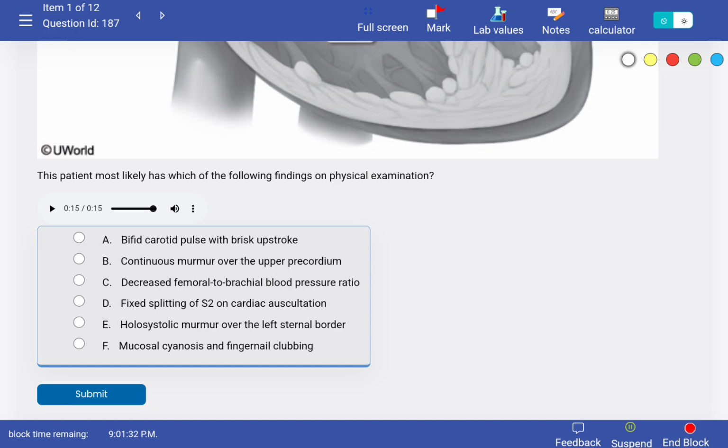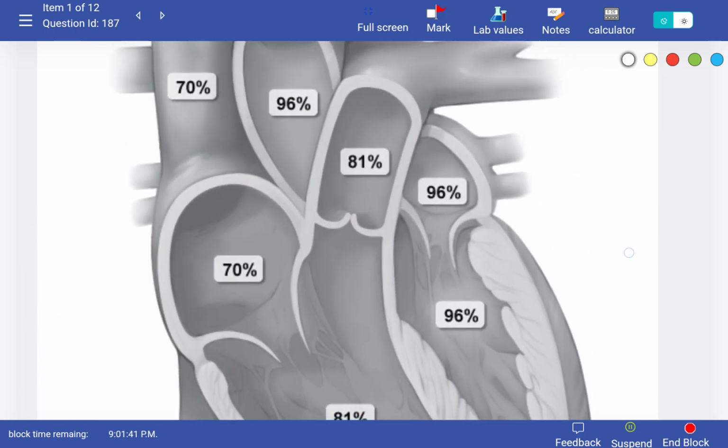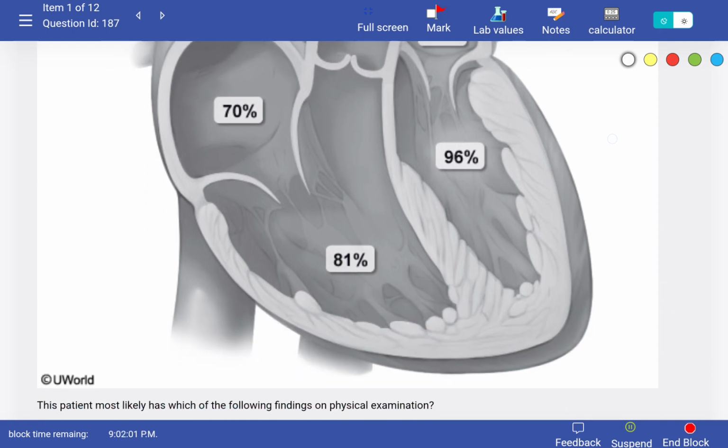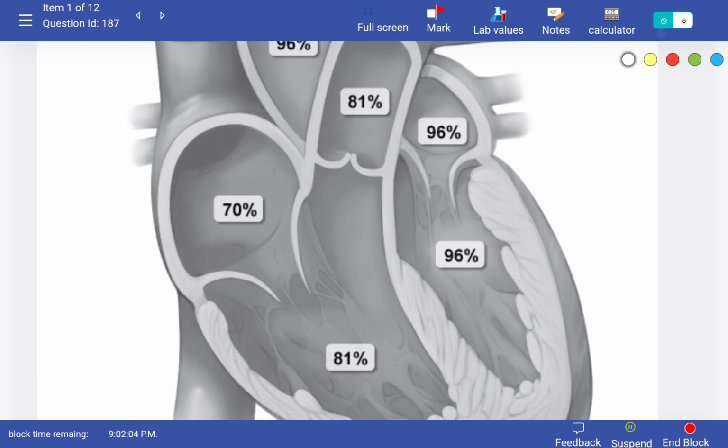So the correct answer for this question is holosystolic murmur over the left sternal border. Why? Let us see the explanation. Because this case is related to VSD. You would ask why. If we look at the pressure here, from the superior vena cava to the right atria, the pressure is the same. Then going down, the pressure shouldn't increase from the right atria to the right ventricle, right? But here it has increased, right?